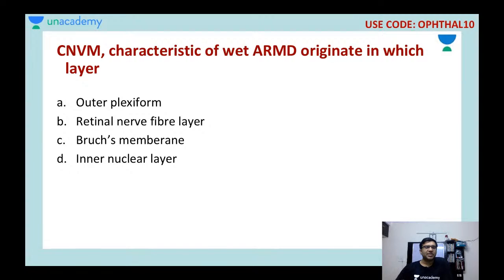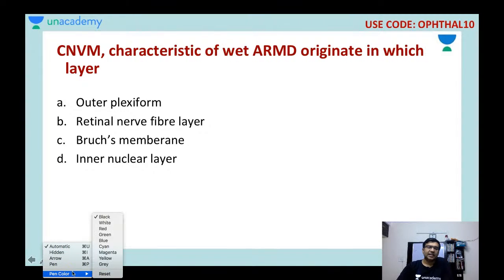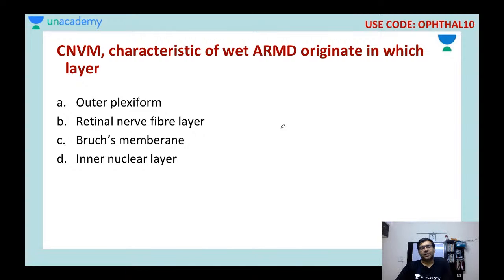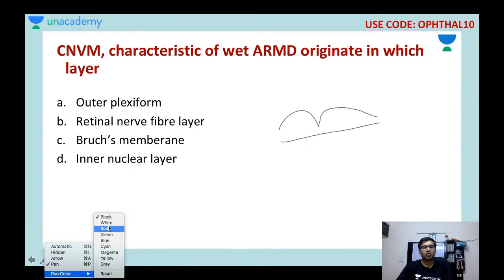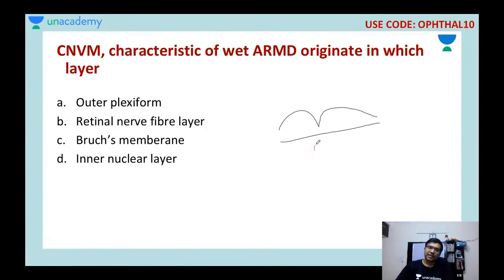Now, as the name suggests, we have two types of ARMD. One is dry ARMD, which is the lipofuscin deposits. The other one, which is less common but more severe, is when the neovascularization starts beneath the RPE, in the layer of the choroid, which is called Bruch membrane.